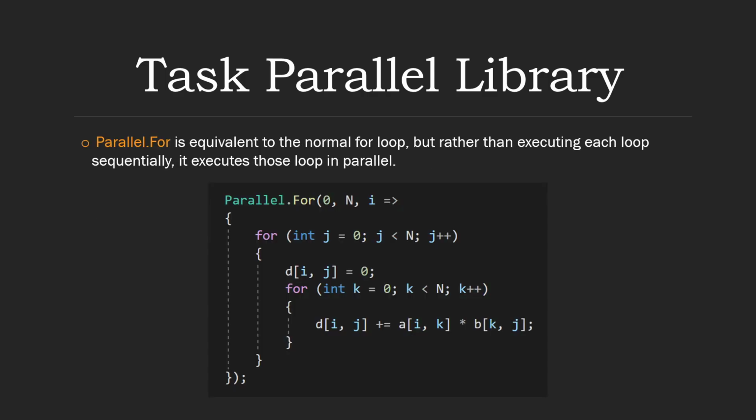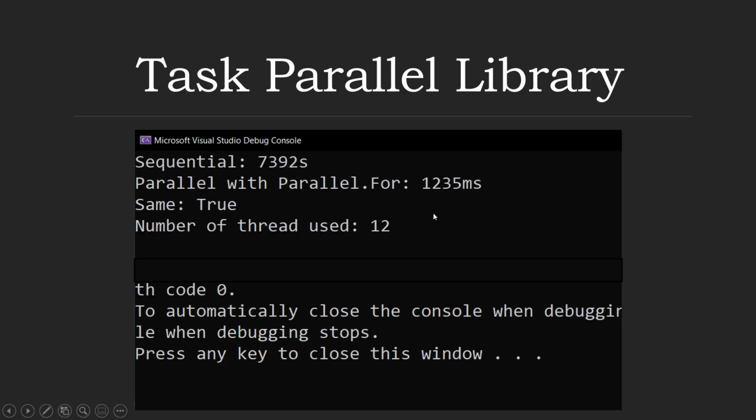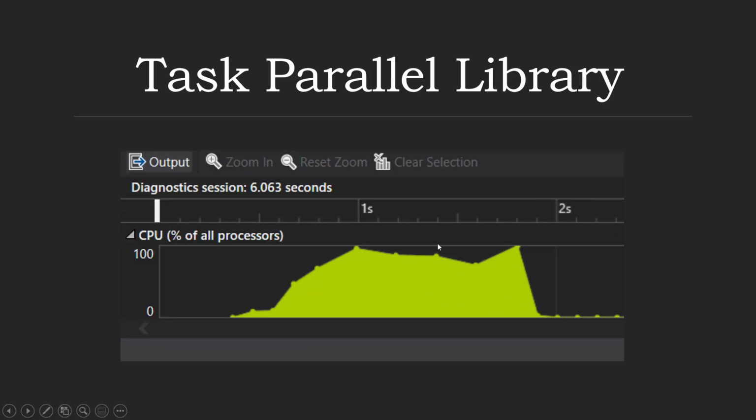Parallel.For is equivalent to the normal for loop, but rather than executing each loop sequentially, it executes the loops in parallel. As you can see here, I replaced the traditional for loop with a Parallel.For method, and it will start inclusive from 0 and exclusive to n. The result is quite similar to the thread pool and an array of threads, a 6 times speedup. As you can see, 12 cores are utilized during the process.